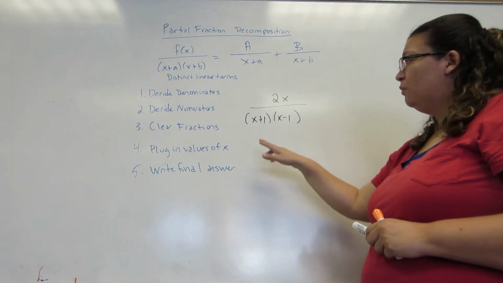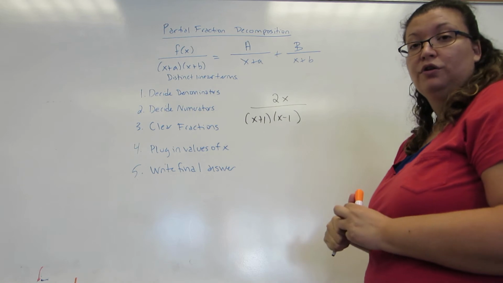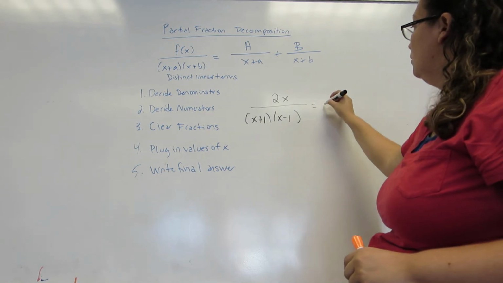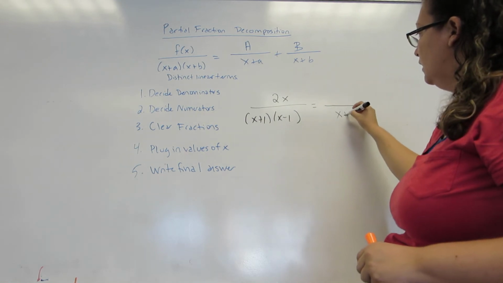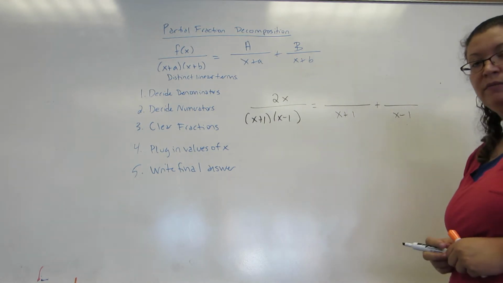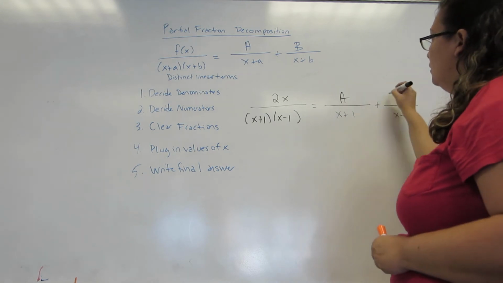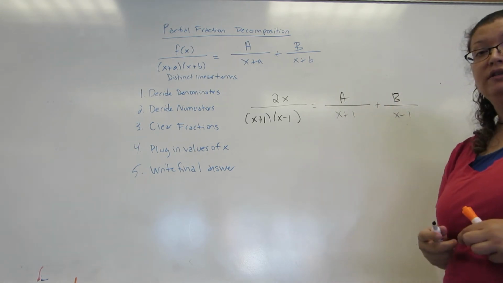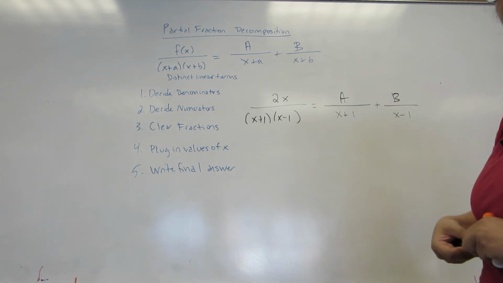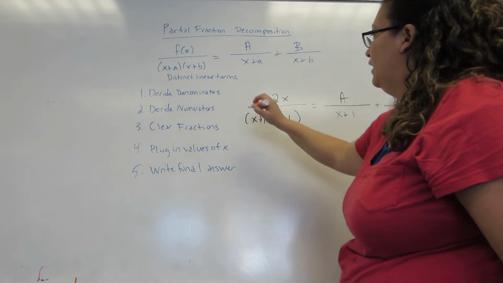So, we have a fraction. It has distinct linear terms in the denominator. So, the denominators on the right-hand side are going to be each of those terms separately. Because they are different linear terms, the numerators are just constants, and the goal of the problem is to decide what those constants are. Now, the third step is to clear the fractions.